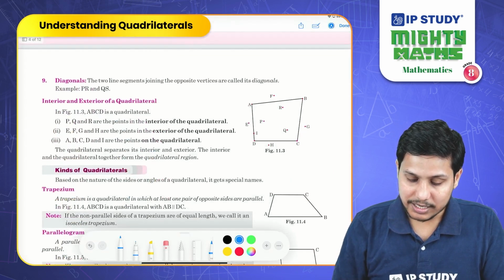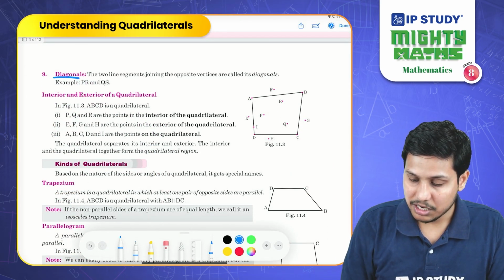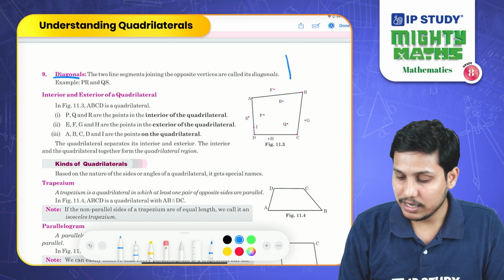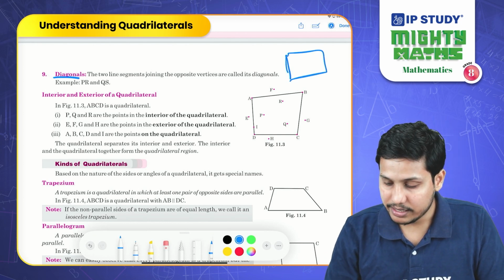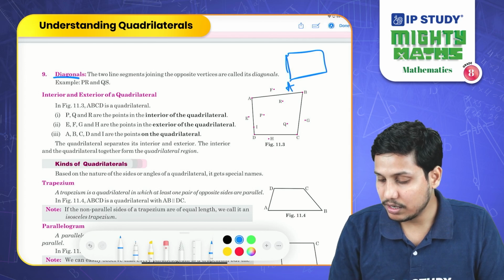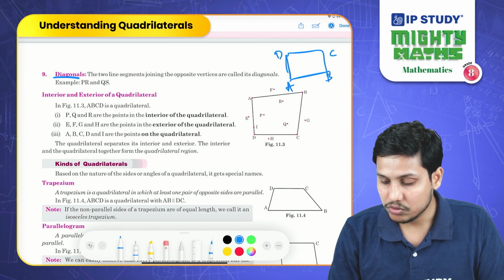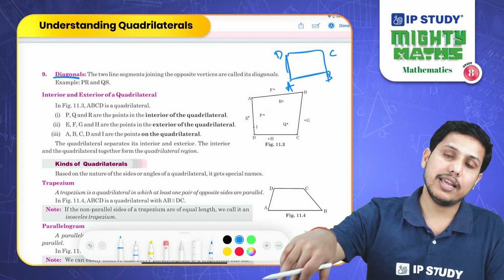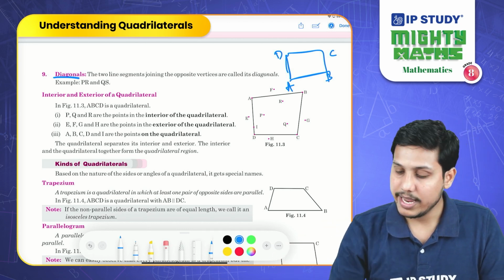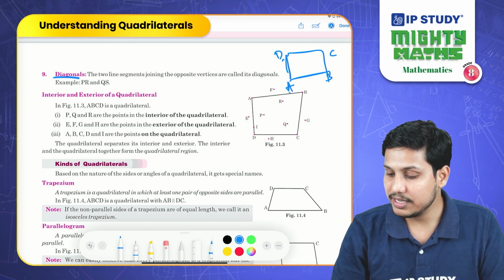So let's move to the next part, which is diagonals. A diagonal in a quadrilateral is a line joining 2 opposite vertices. Like if we have a quadrilateral ABCD, when naming a quadrilateral we must follow a direction, either anti-clockwise or clockwise. If I write A here and B here, then C will be this.